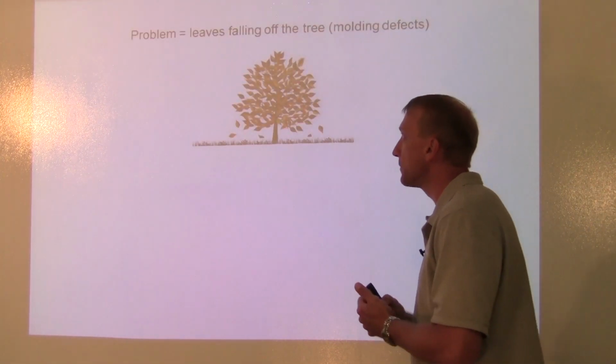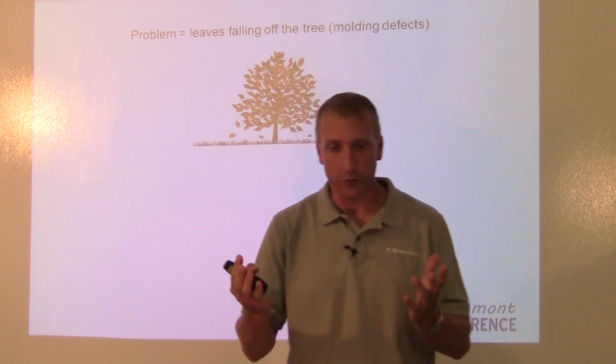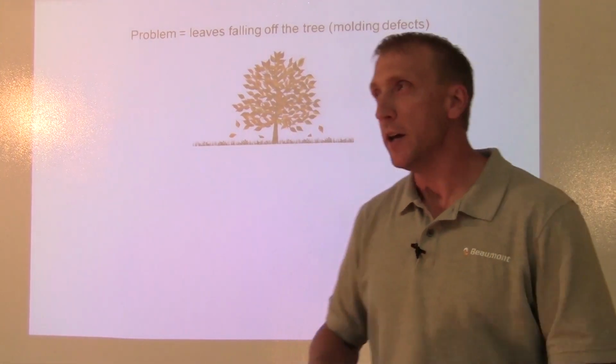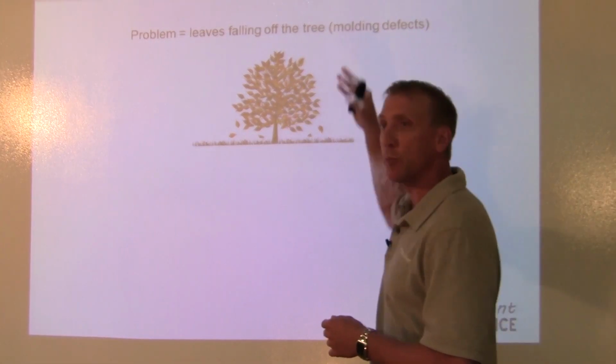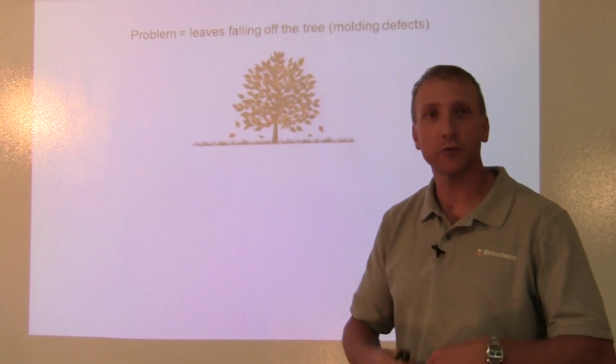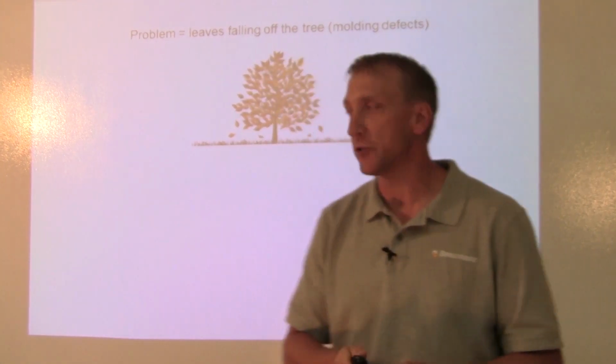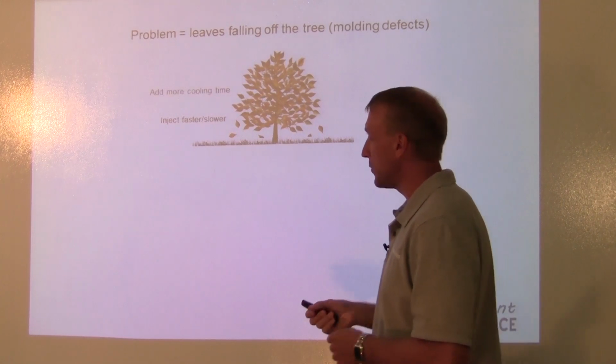Take, for example, if you have a tree in your yard and you've got leaves falling off the tree. Let's relate those leaves to your molding defects. Those are your defects, things that you're not going to be able to sell. What do you typically do to try to relieve those?